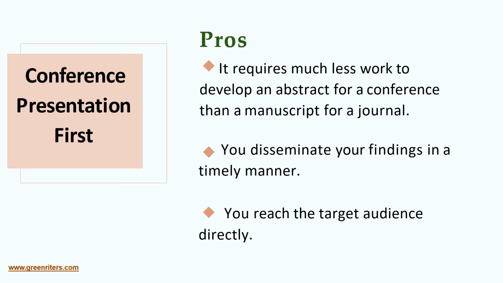The pros of conference presentation first. It requires much less work to develop an abstract for a conference than a manuscript for a journal. Except for some conferences that require full papers for submission, conferences only call for abstracts or proposals. The acceptance rate for a conference tends to be much higher than that of a peer-reviewed journal. You disseminate your findings in a timely manner. A conference usually has a quite fixed schedule. After submission, you don't have to wait too long to present the results.